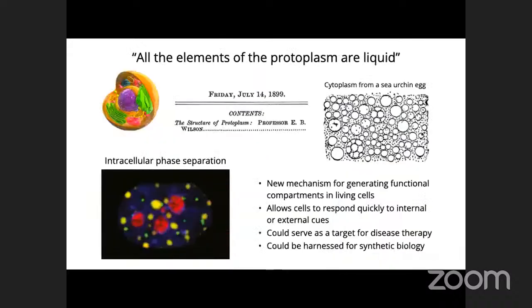So I will leave you with a quote from an 1899 paper, way before all of this, that said that all elements of the protoplasm, which is the cytoplasm outside of the membrane-bound organelle, are liquid. And so E.V. Wilson is a famous biologist, and he looked at this image of a sea urchin egg, and he saw all of these spherical little droplets. And he thought, oh, that looks like droplets of various things. Probably it turns out that it was like the oil from the yolk, and not necessarily what I've been talking about, but it's a nice full circle.